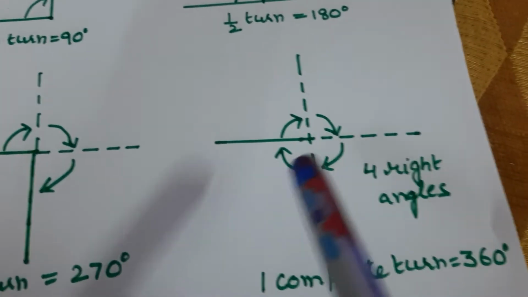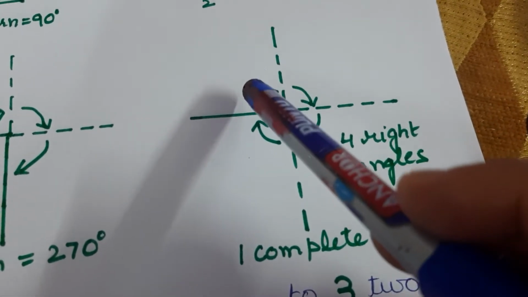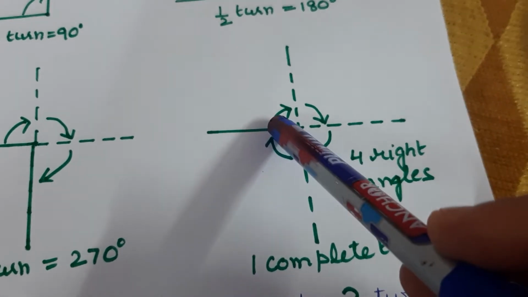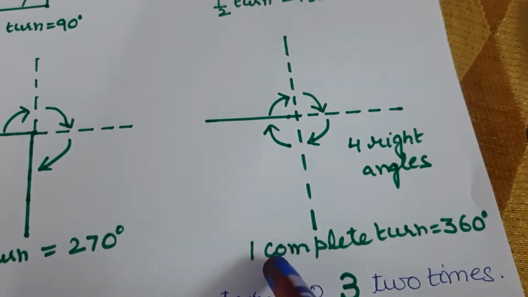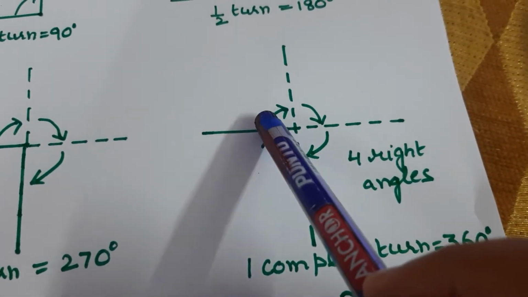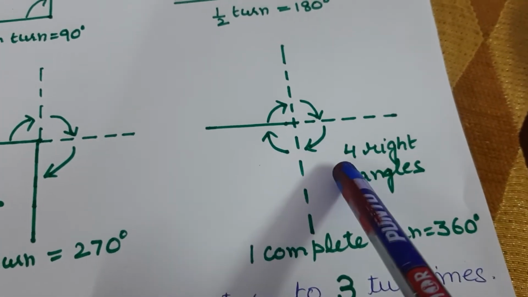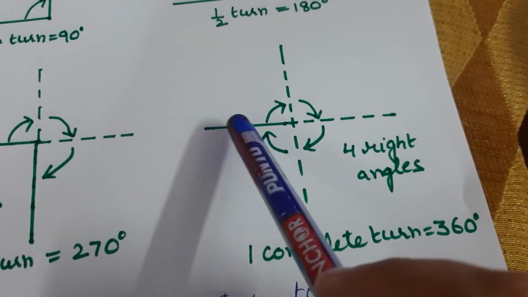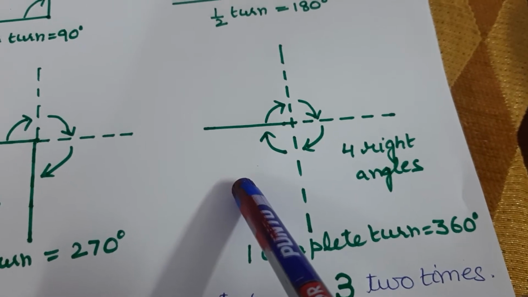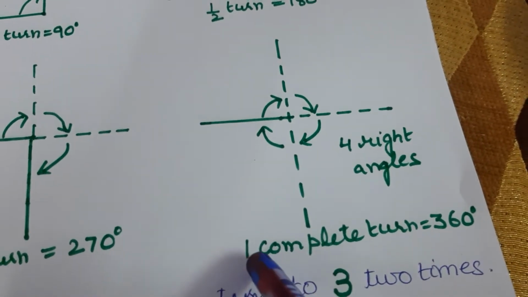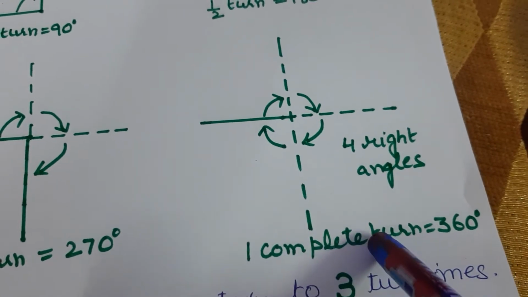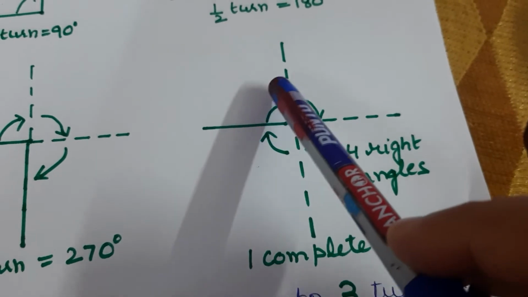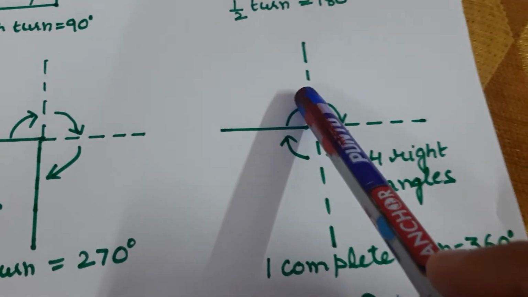So next turn is if we turn any shape to 4 right angles, then there will be one complete turn. How? 1/4 plus 1/4 plus 1/4 plus 1/4. So 4 times we are adding, so we will get 4 by 4. You know how to add like fractions? Okay, so 4 by 4 is 1. One complete turn. So after 4 turns, we will reach its original position.